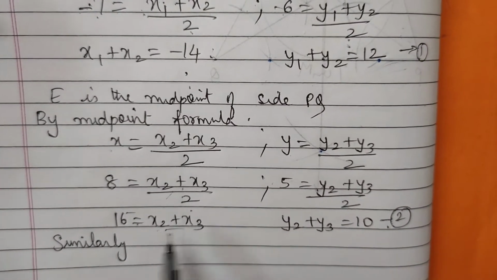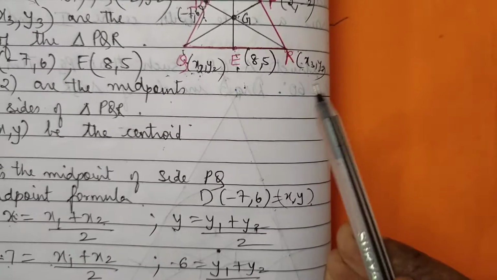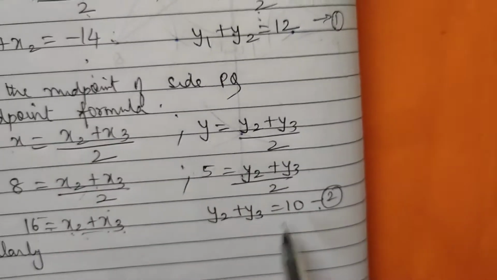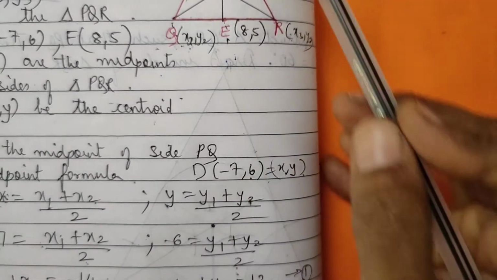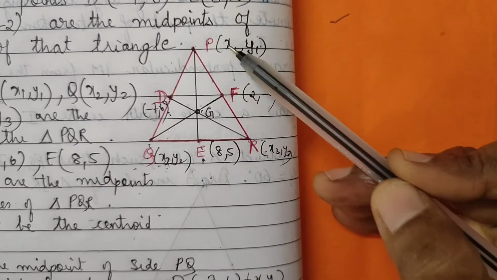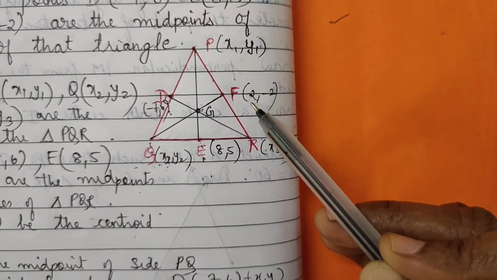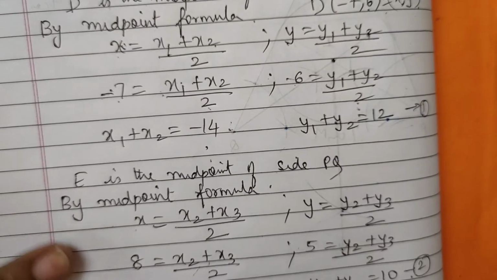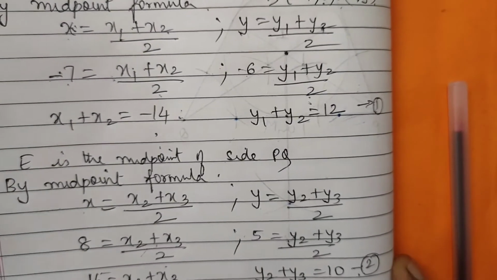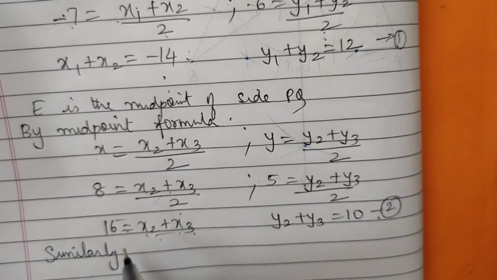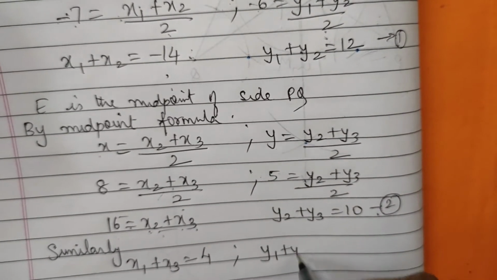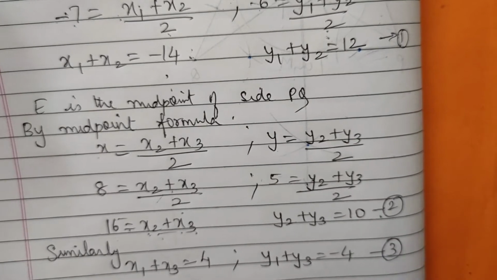So how did we get x2 plus x3 is 16? So what will you write? x1 plus x3 will be double. For 8 we got 16 and for 5 we got 10, so we will put double now. x1 plus x3, I show you again, is 4, double of it. y1 plus y3 is double of it, minus 4. So similarly, x1 plus x3 is 4 and y1 plus y3 is minus 4. So we got the third also.